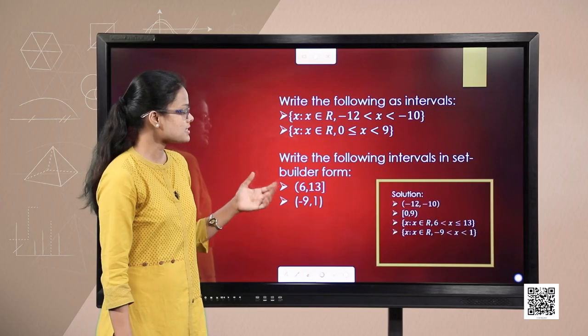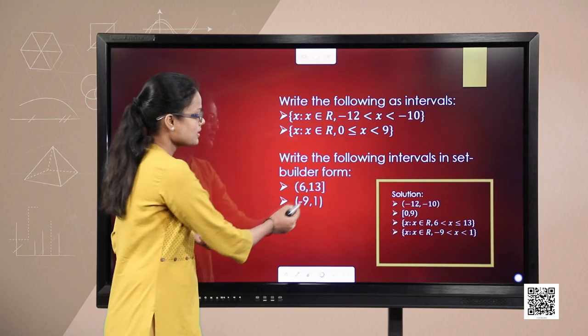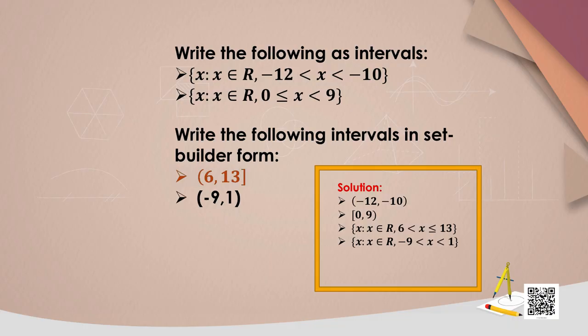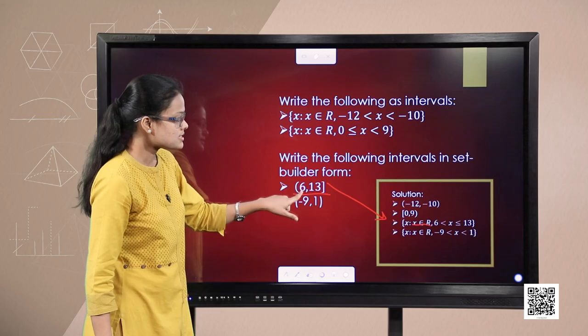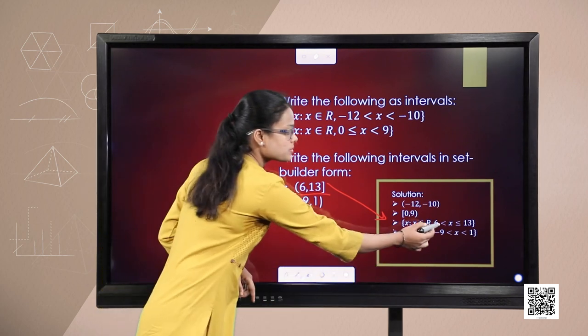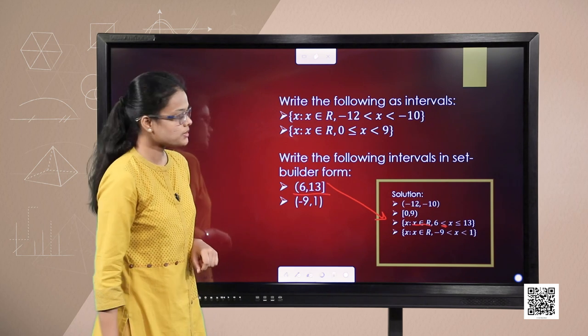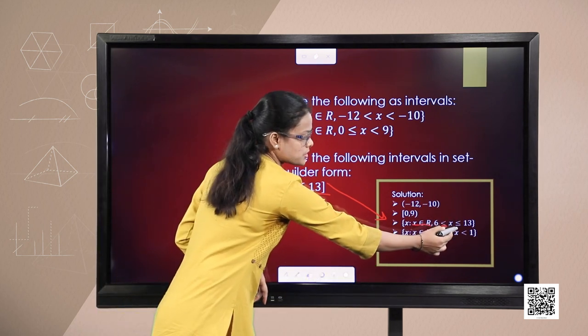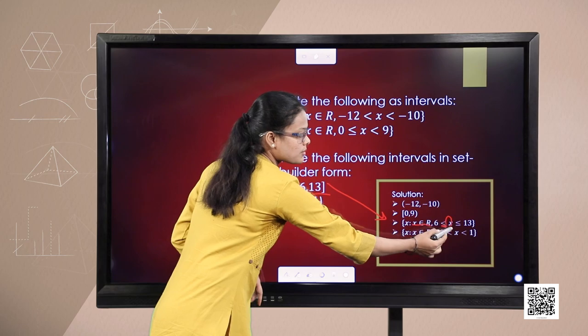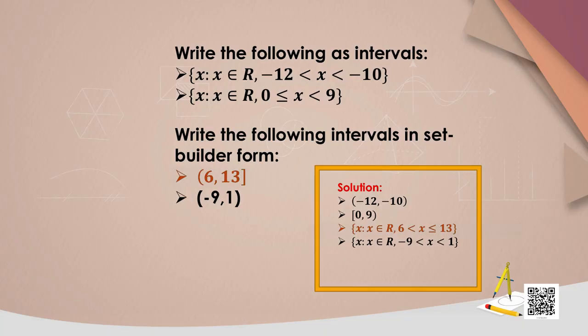It is easy how we have to represent. Now, let us see the solution. We can see this interval can be represented as this set, where it is consisting of all those real numbers which are lying between 6 and 13. Since 6 is not included, there will be a strict inequality, and 13 is included in the interval, so there will be less than or equal to. So it consists of all those numbers x which are greater than 6 but less than or equal to 13.